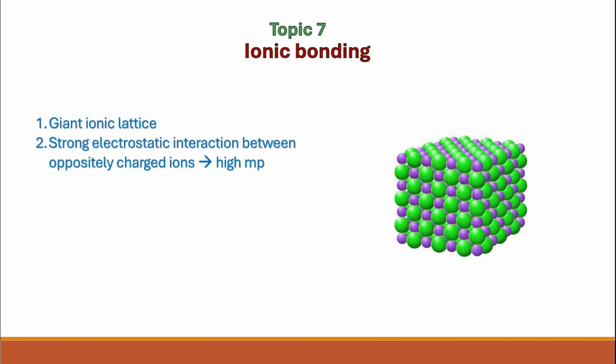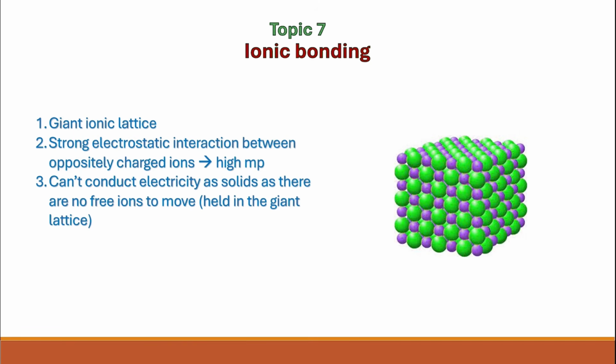So the type of question they would ask you is, why does this ionic compound have a high melting point? They're not going to say that this is an ionic compound, so you have to refer to it as an ionic compound. It has strong electrostatic interaction between oppositely charged ions, and there's a giant ionic lattice, and then they need a lot of energy to break the bonds. So it has a high melting point.